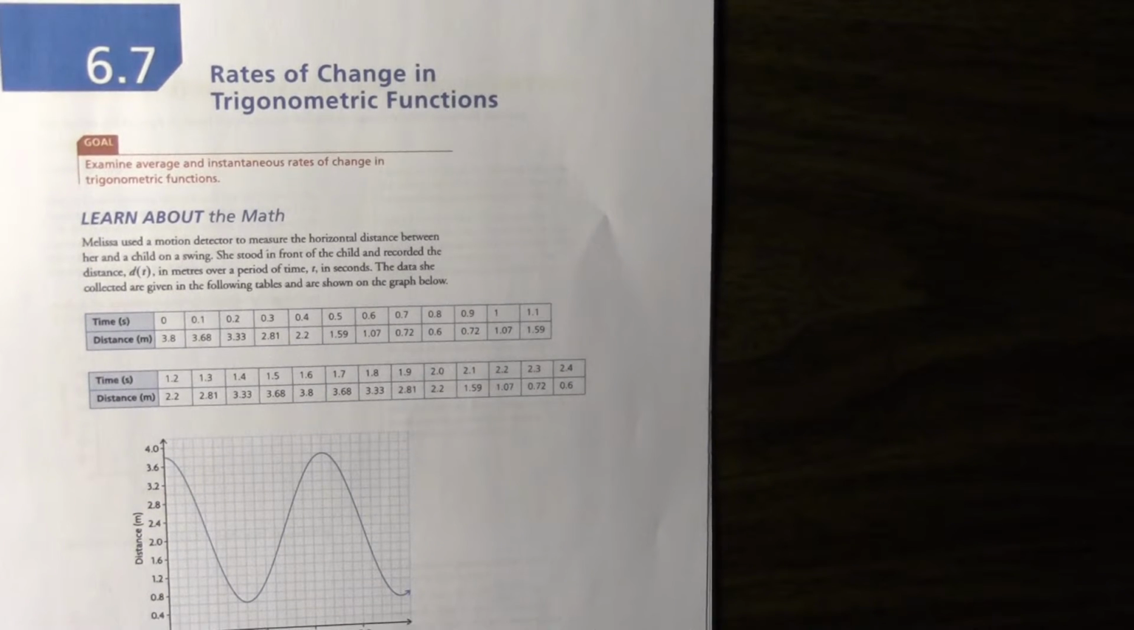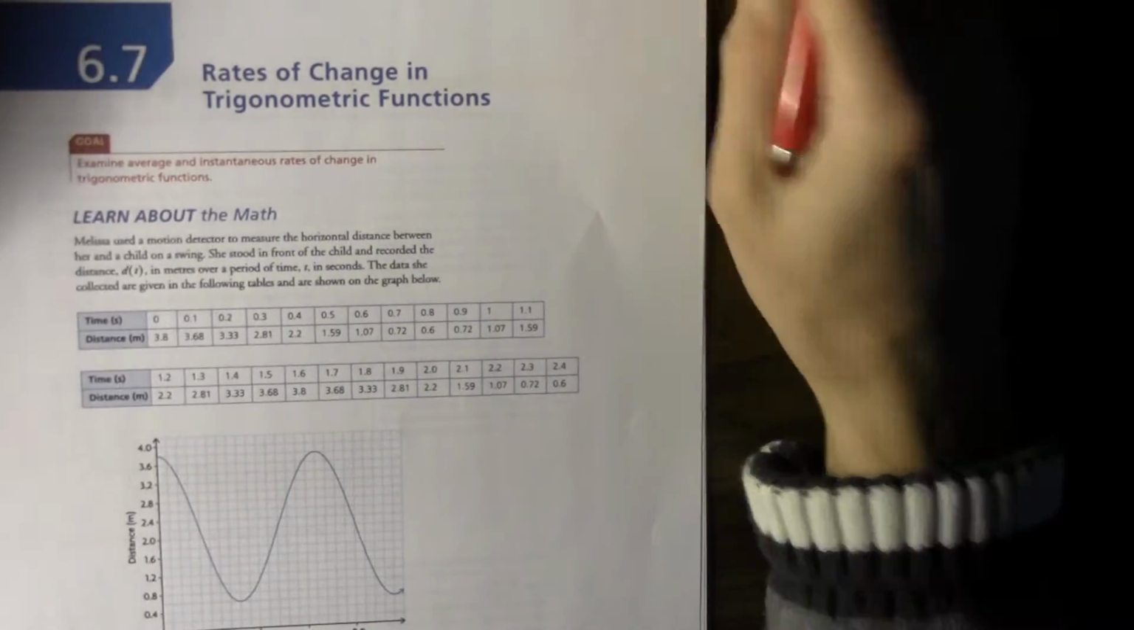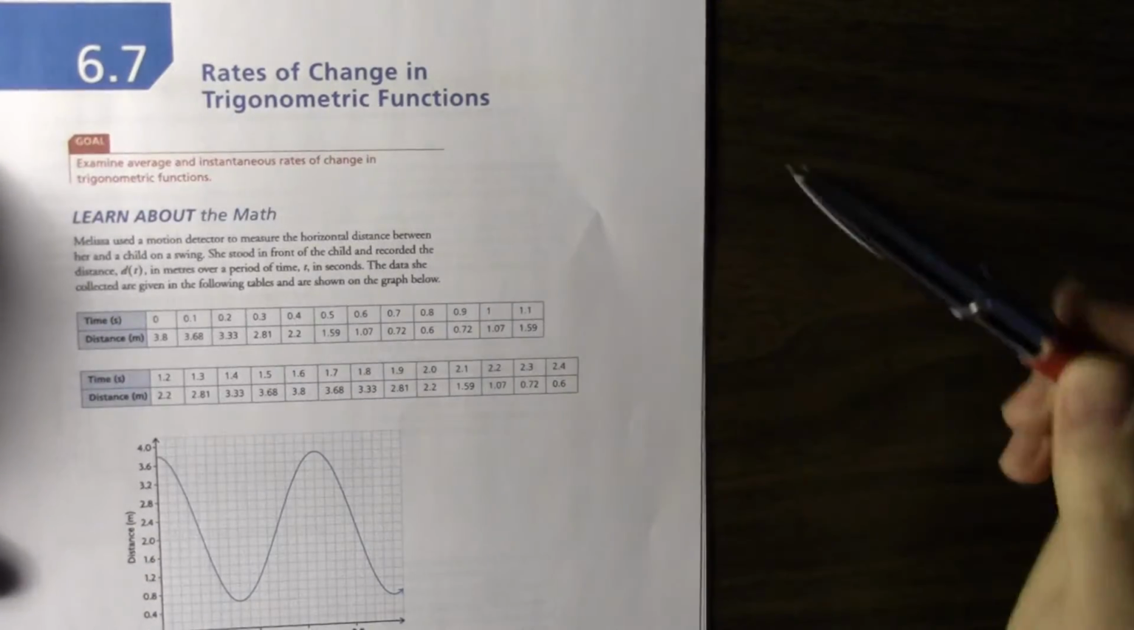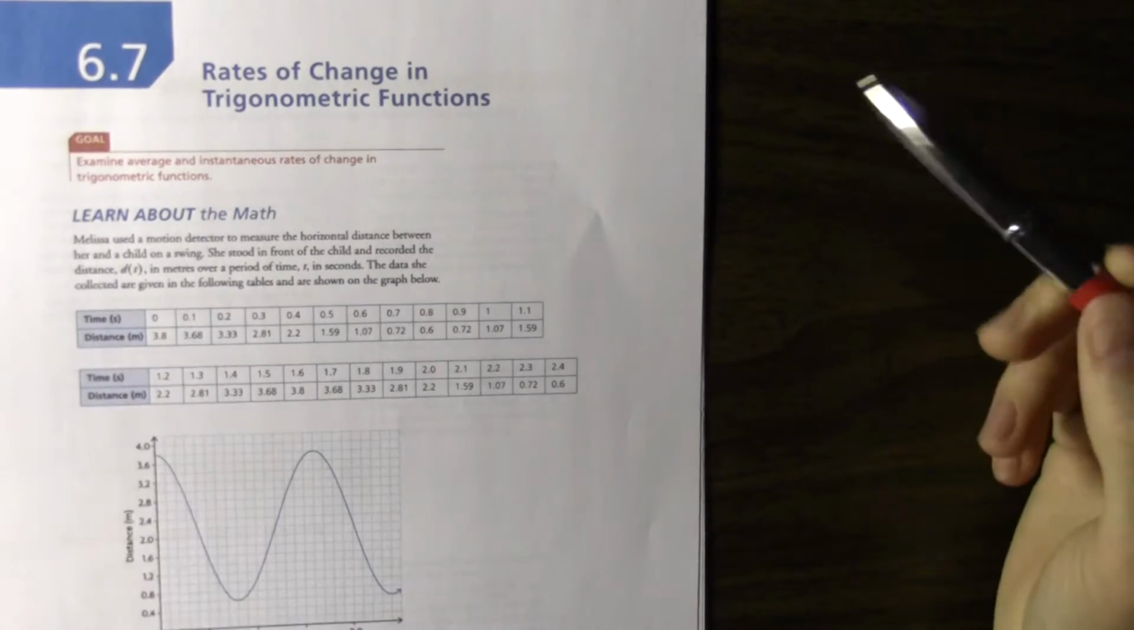Okay, 6.7, rates of change again, this time in trigonometric functions. As the title suggests, there's not a lot new today. The only difference is we're looking at trigonometric functions. So we're going to examine the average and instantaneous rates of change in trigonometric functions.